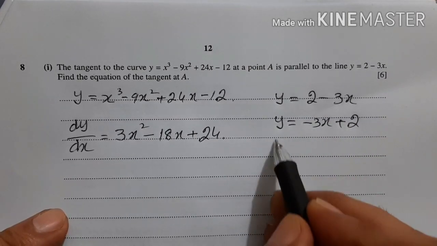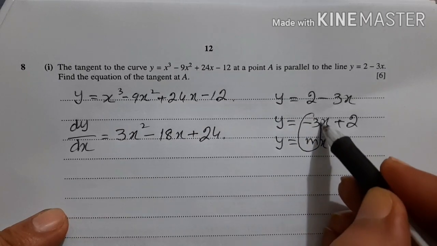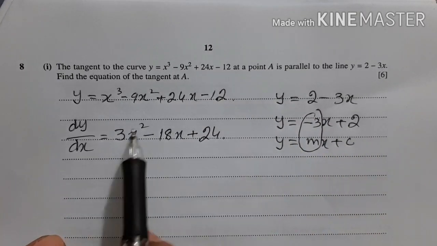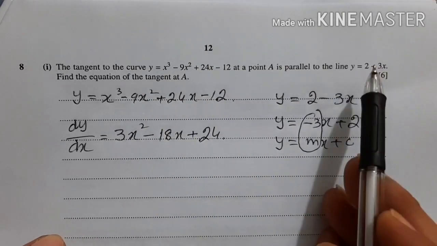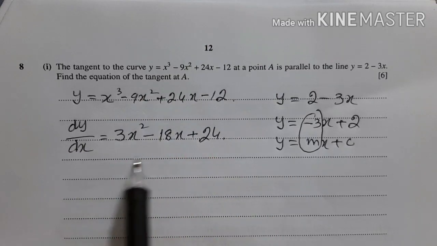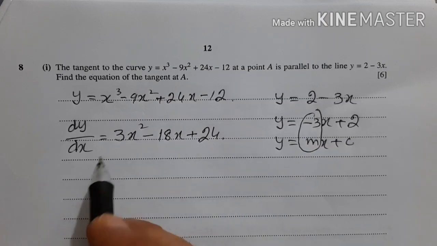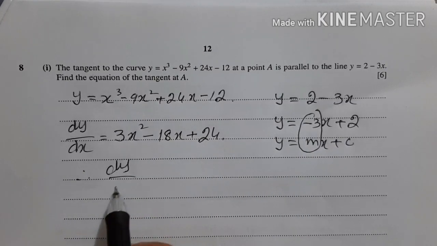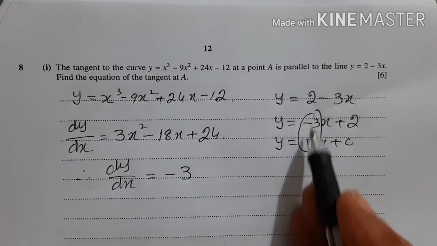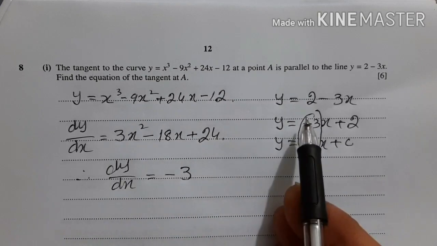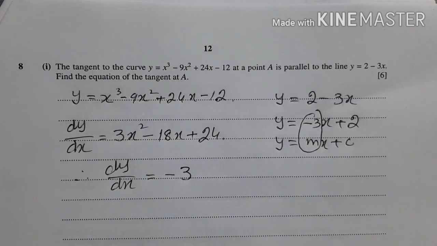If I compare this equation with y is equal to mx plus c, so this is the gradient of this line. Now the tangent of this curve and this line are parallel. The tangent of this curve is actually this one, so they both are parallel. It means they have the same value. Therefore dy by dx has the same value, which is minus 3, the gradient of this equation. So these two gradients should be the same, that's why dy by dx should be equal to minus 3.